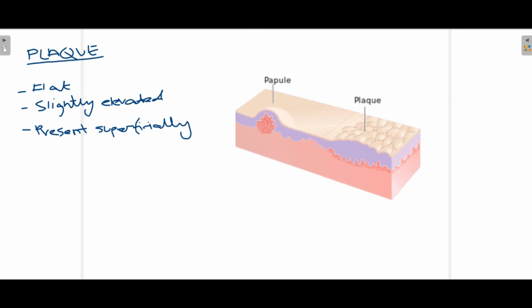So when talking about plaque, plaque is flat in nature. You can see right here how flat it is as compared to papule. Papule is very much elevated, and plaque is flat. It's slightly elevated. You can compare how slightly elevated it is, and it's also present superficially, because it's not invading the connective tissue. So this is plaque.